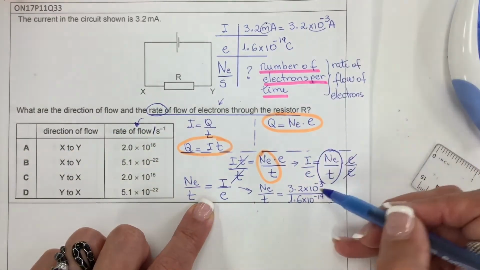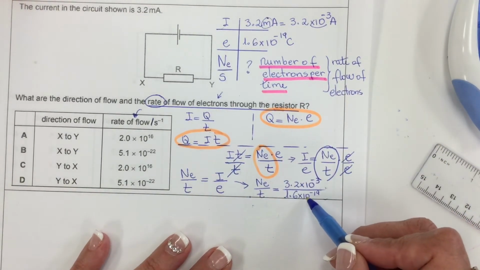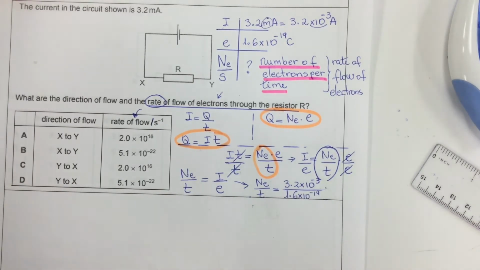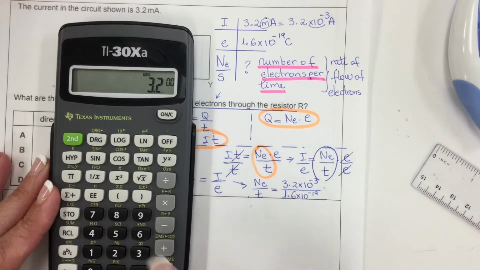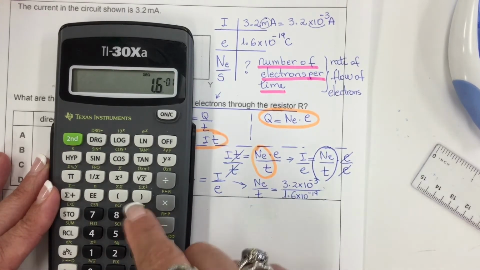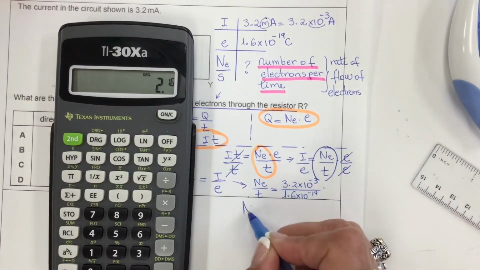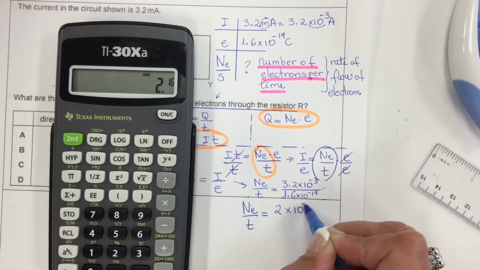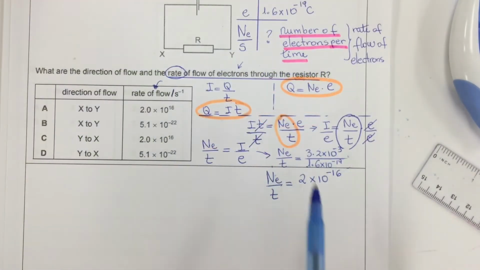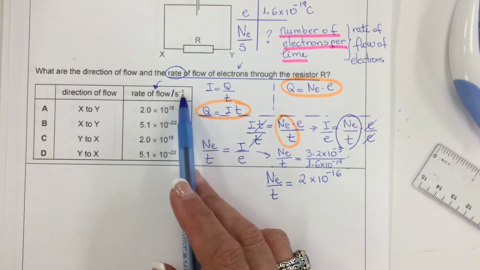My I is 3.2 times 10 to the negative 3, and my E is 1.6 times 10 to the negative 19. So let's use the calculator and find the answer. 3.2 EE negative 3 divided by 1.6 EE negative 19, and I have 2. The answer here, NE over T, is 2 times 10 to 16. However, the answer says per second. Well, we are going to get this.